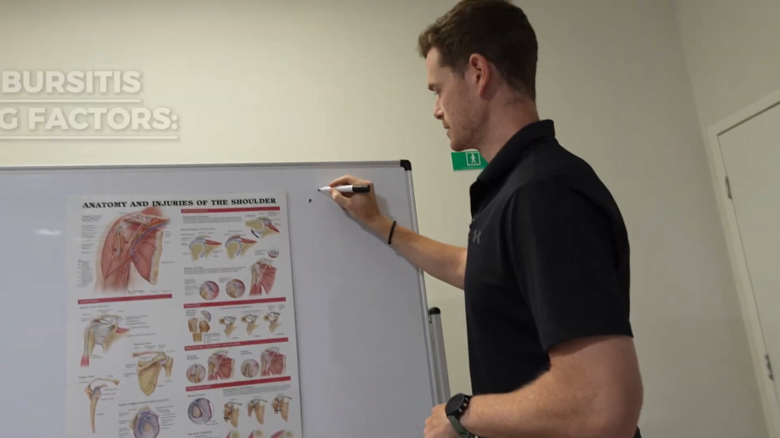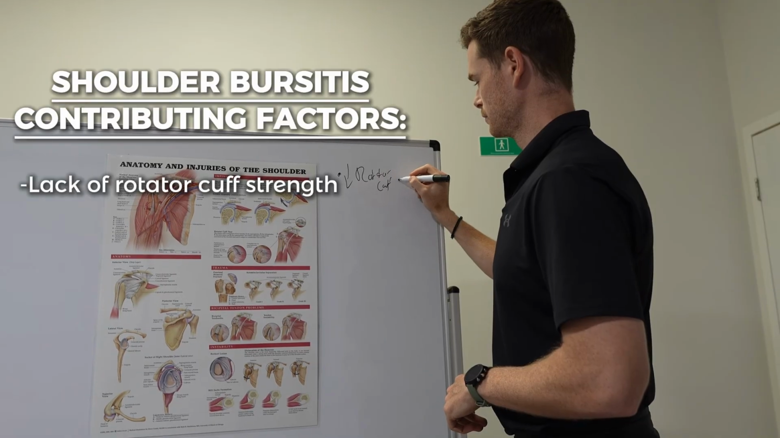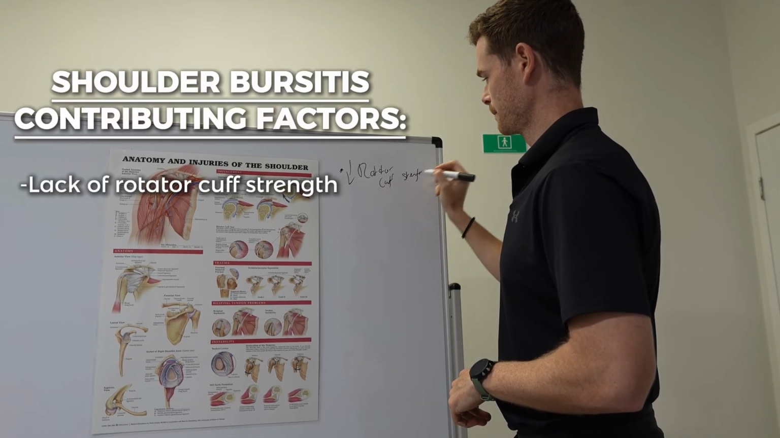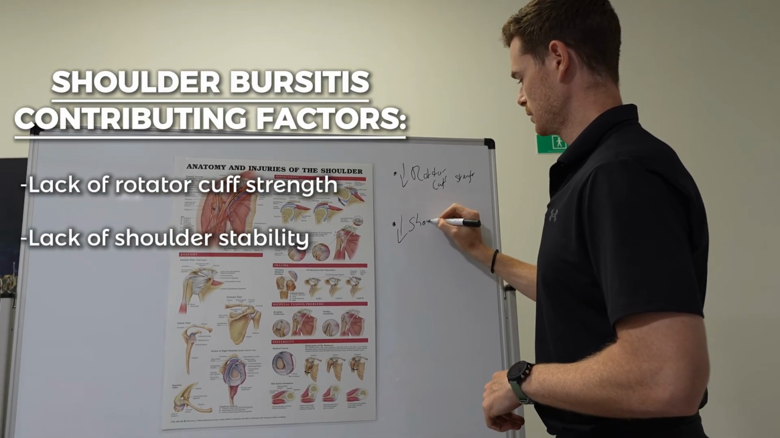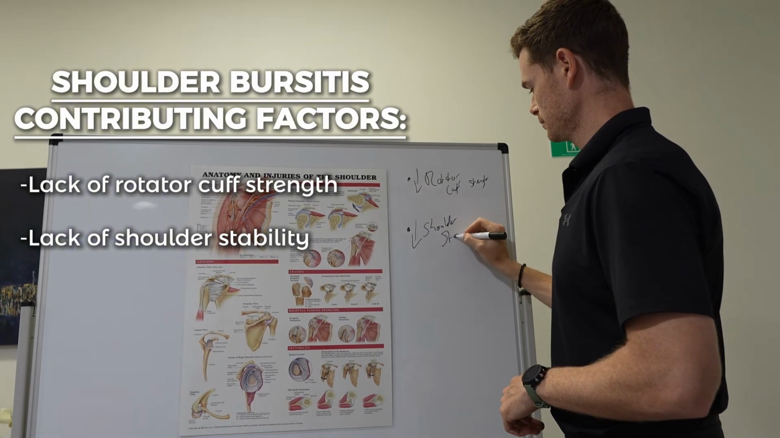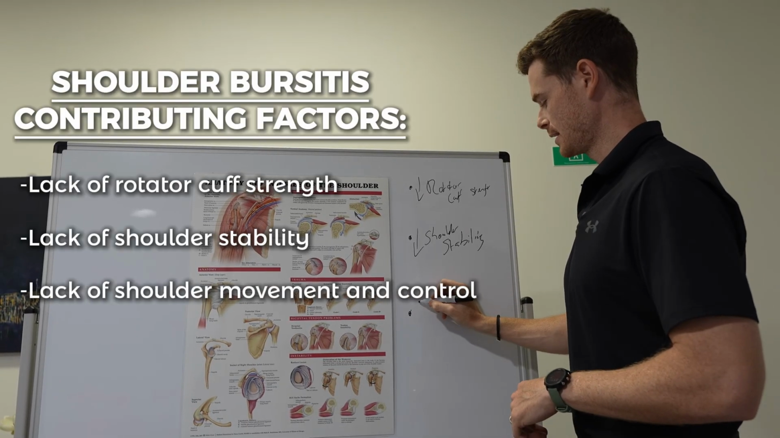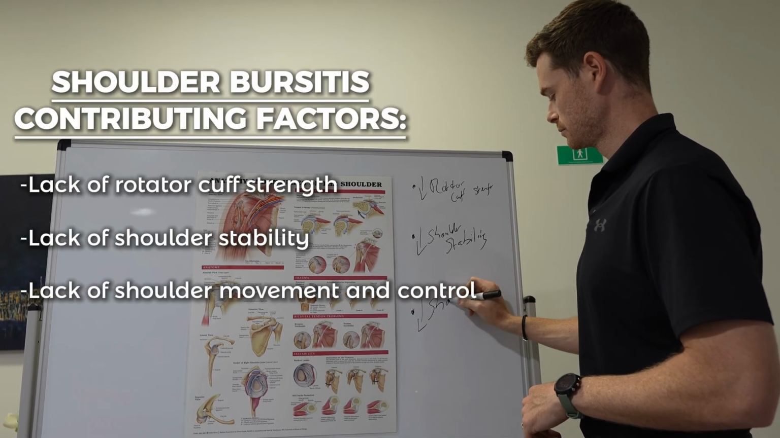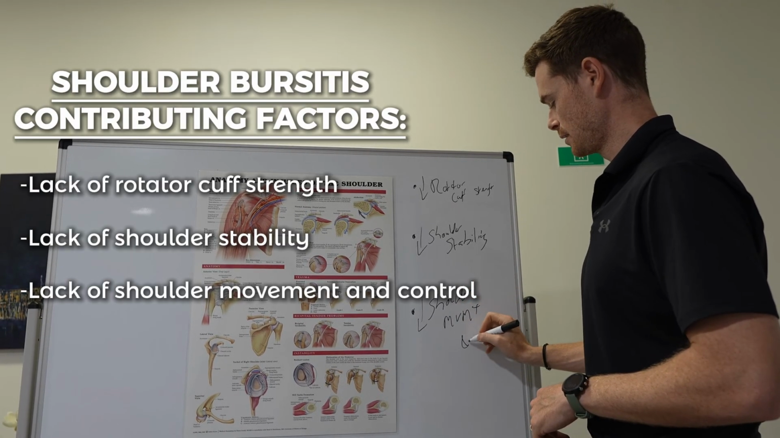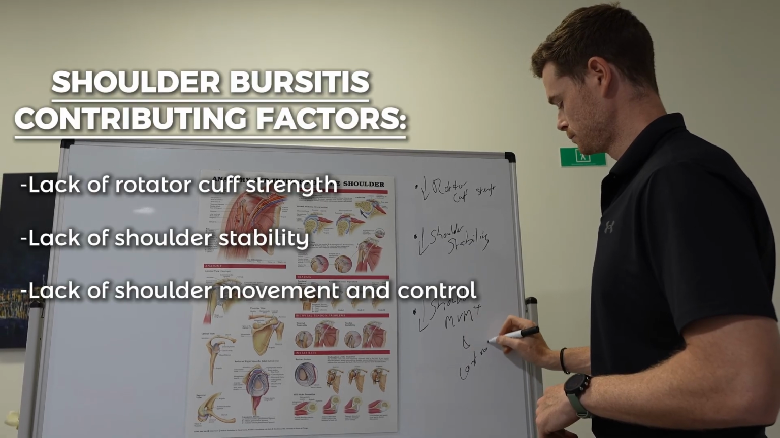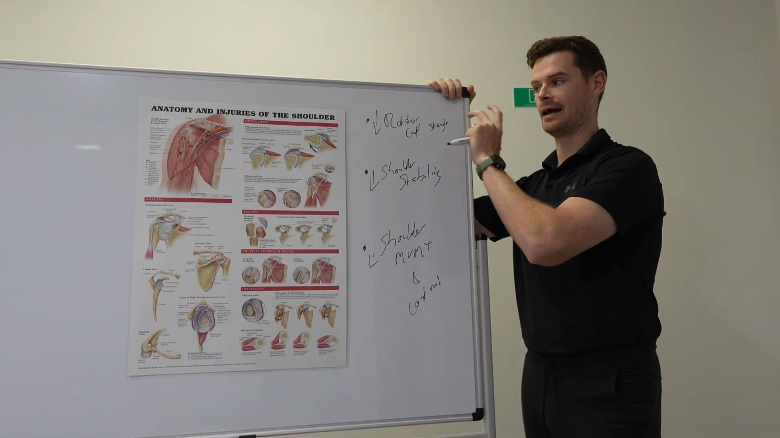Number one is a lack of rotator cuff strength. Number two is that we are lacking shoulder stability. And then the third one is that we are lacking shoulder movement and control. So those are the three common signs that we see, or common underlying root causes.